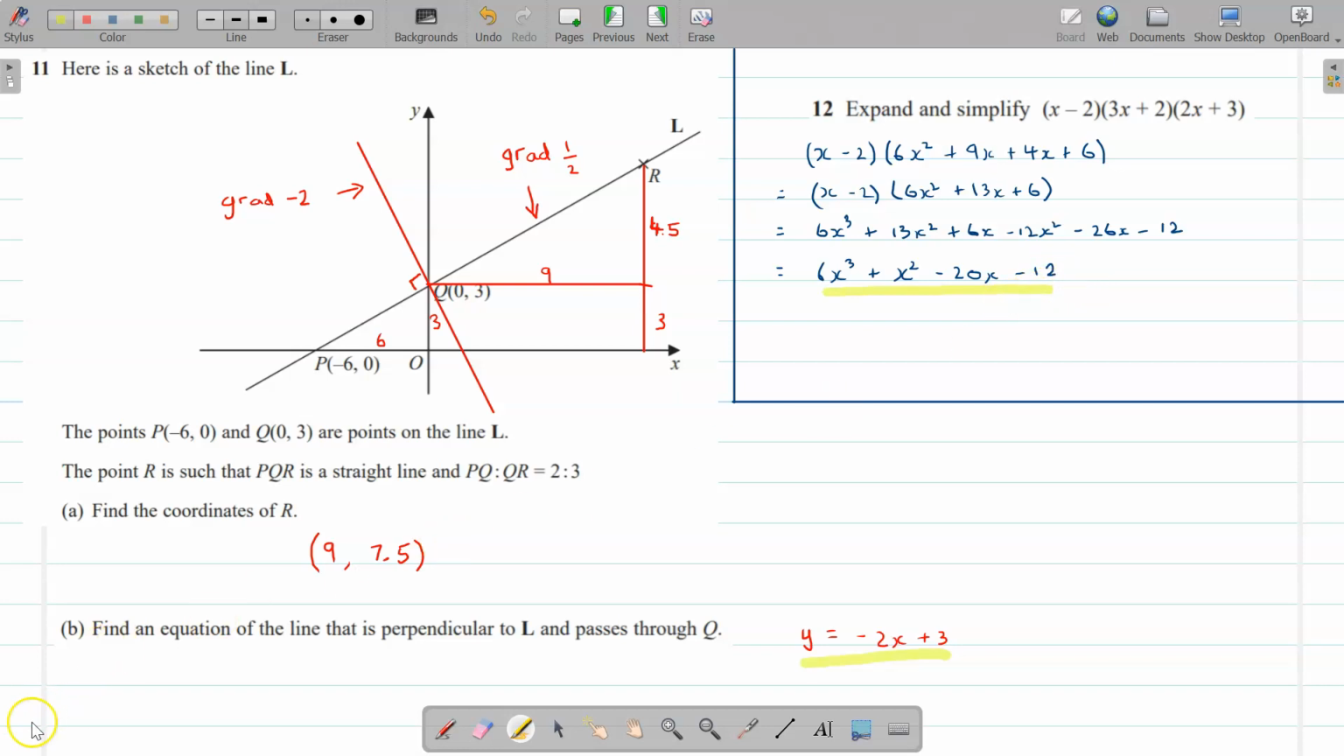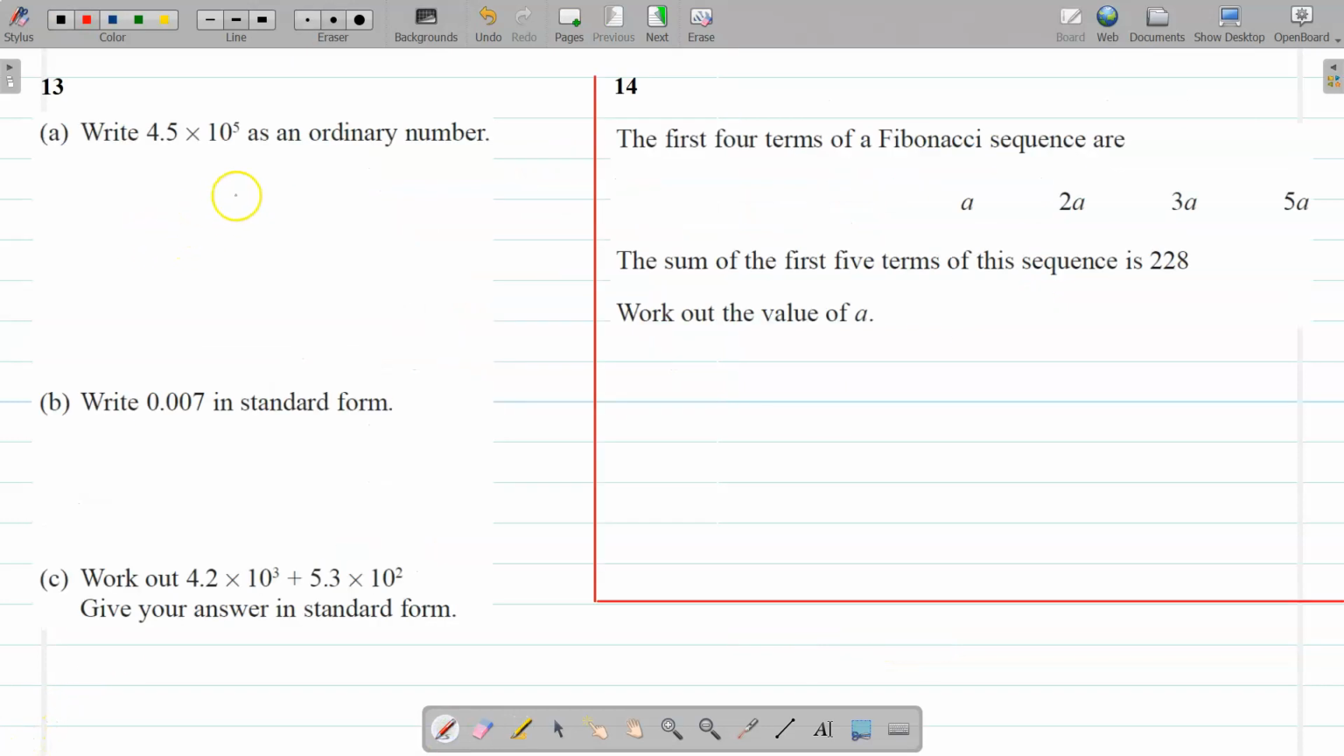And next. Question 13. We have standard form. This number here as an ordinary number, well, what we've got to do is move the decimal point effectively 5 places along to the right. So we're going to end up with 4, 5, and then a further 4 zeros. Okay, so it would be 450,000. Okay, and just check, count back from there, 1, 2, 3, 4, 5.